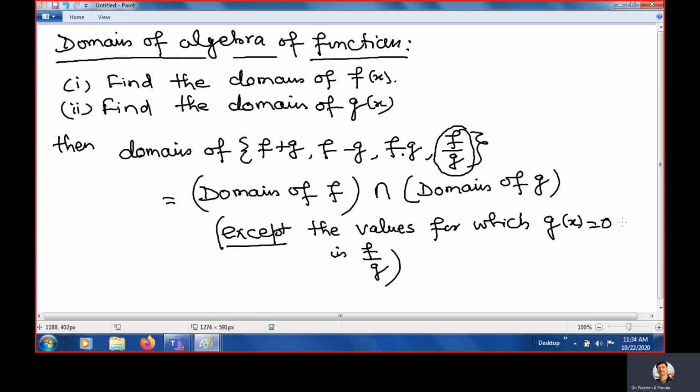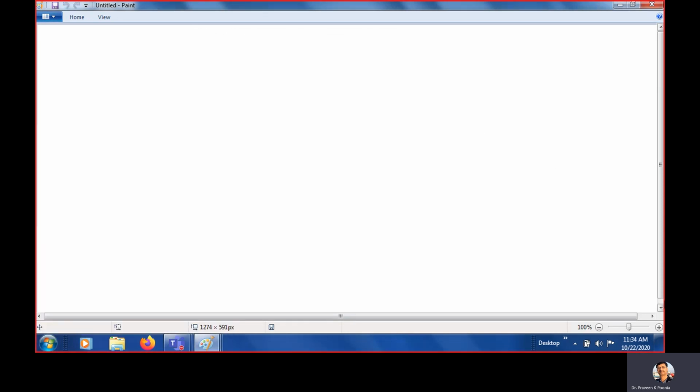So when we are finding the domain of algebra of functions, meaning f plus g, f minus g, f into g and f upon g, what do you need to remember? Just remember the domain of f and g and their intersection. Intersection you have already studied earlier, so I will not explain here what we mean by intersection. We will study questions directly.